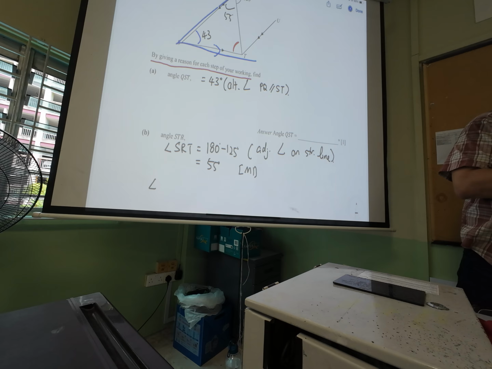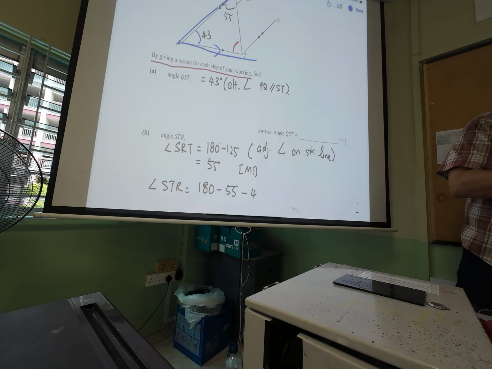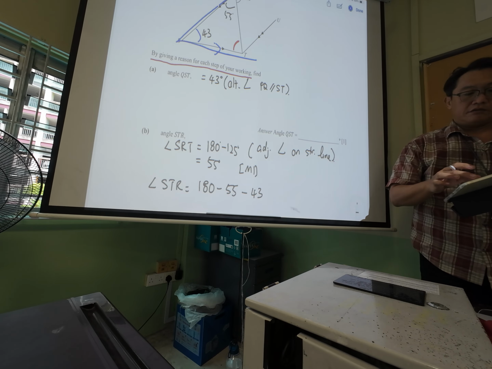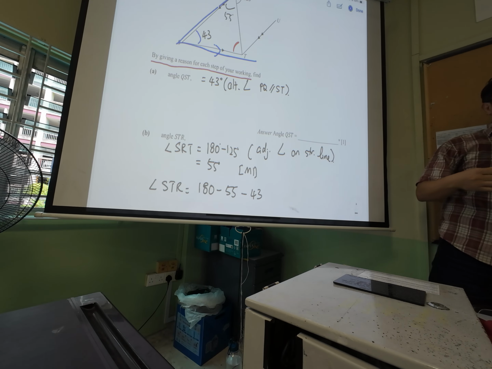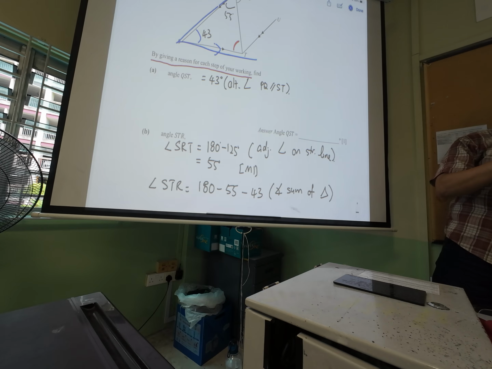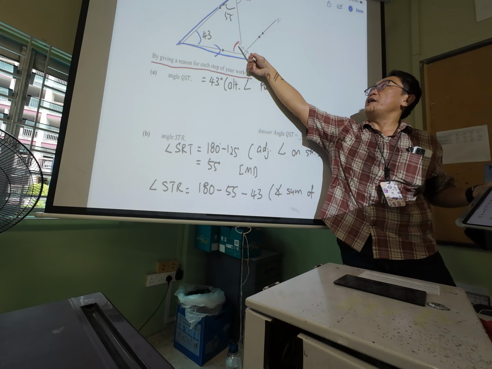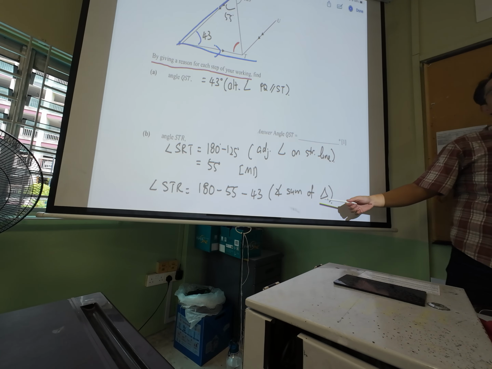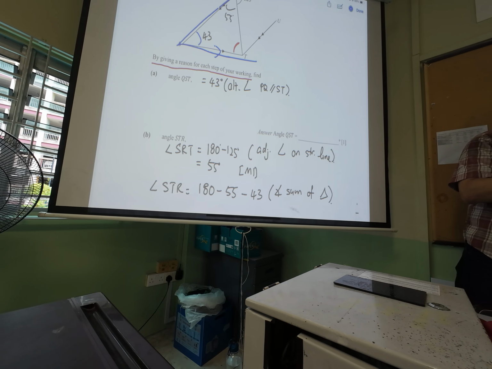Then finally my STR equals 180 minus 55 minus 43. Okay? Again, why? Why is there this line? Because of the angle sum of a triangle. A triangle adds up to 180. That's why this angle is 180 minus 55 minus 43. So this is the reason. If they ask for a reason, you have to write a reason.